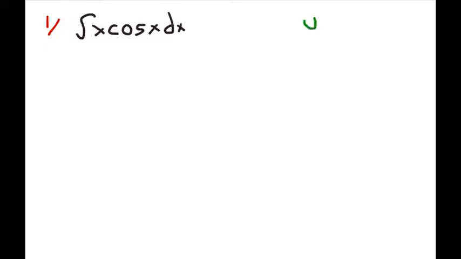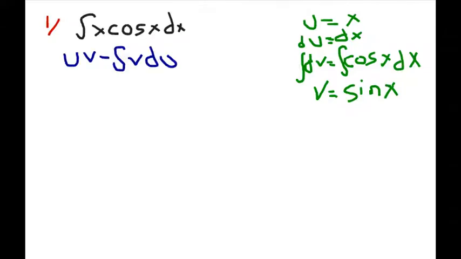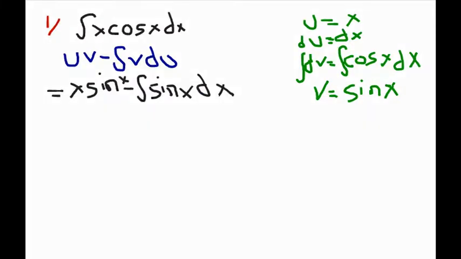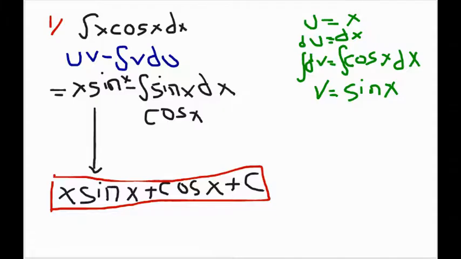Let's evaluate the integral of x times cosine of x dx. Let u equal x and dv equal cosine of x dx. By deriving u, we get du equals dx. And by integrating dv, we get v equals sine of x. This gives us x sine of x minus integral of sine of x dx. To further simplify this, we will find the integral of sine of x, which is negative cosine of x. We now have our final answer, x sine of x plus cosine of x plus c, since it is indefinite.